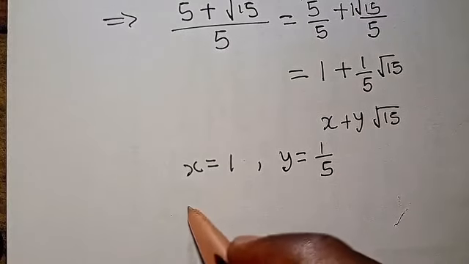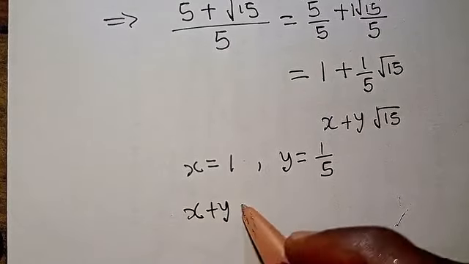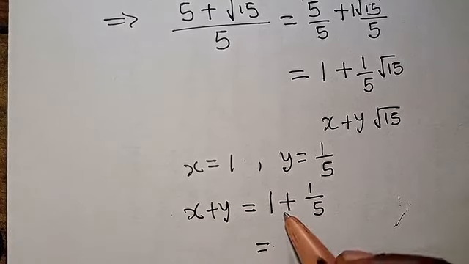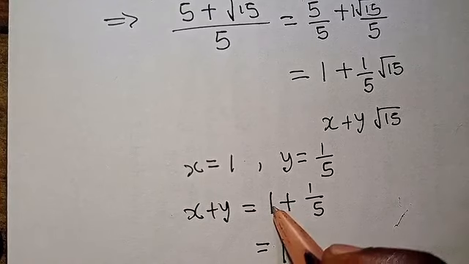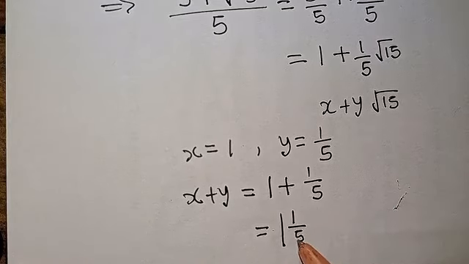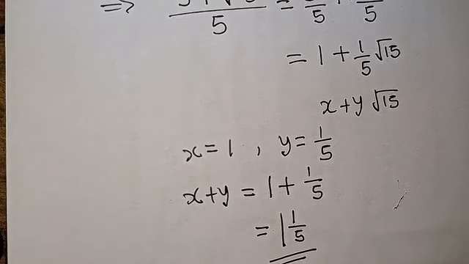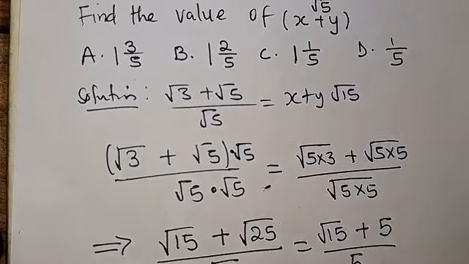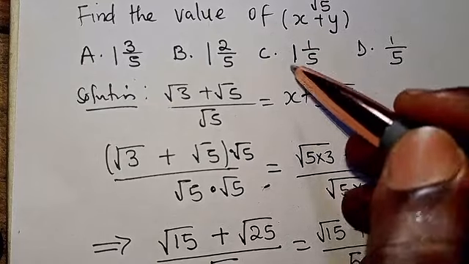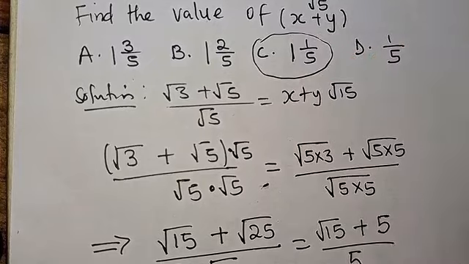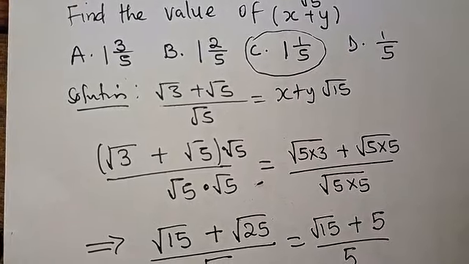So if you now want to have x plus y, this is going to be 1 plus 1 over 5, and that's going to be one whole number, because this is a whole number and this is a fraction, one whole number and 1 over 5. So we have our solution to be one whole number 1 over 5. Now let's check what we have at the options. We can see we have whole number 1 over 5 here. So therefore we have this to be our solution, right?